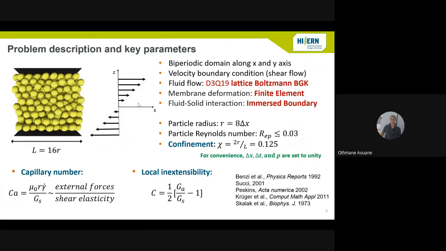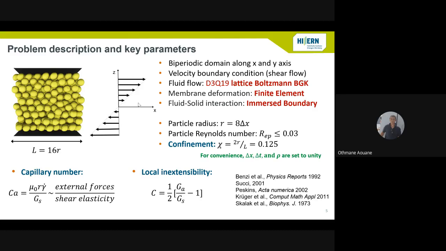I'll be studying, as I said, the rheology of capsules. I have a dense suspension of capsules, and I am applying a shear flow. I have a periodic domain along the X and Y directions, and I'm applying a velocity boundary condition, a Zou-He boundary condition. I am solving the fluid flow using Lattice Boltzmann with the BGK collision operator, and the membrane deformation, or the computation of the strains, is done using finite elements. The coupling between the elastic capsule and the fluid is done through the immersed boundary method.